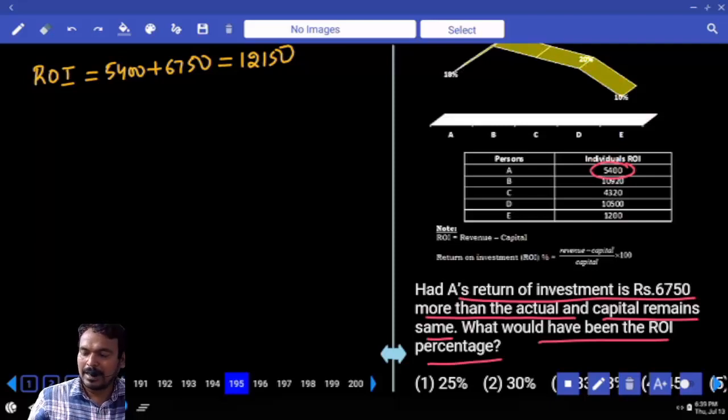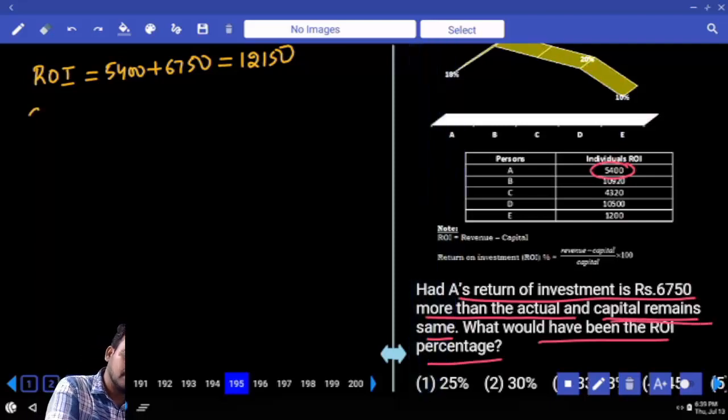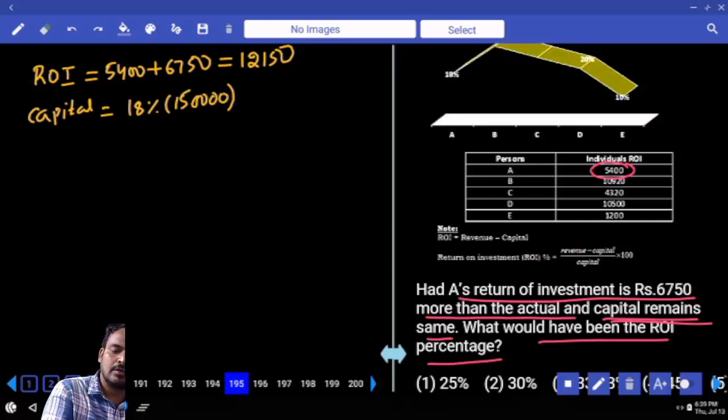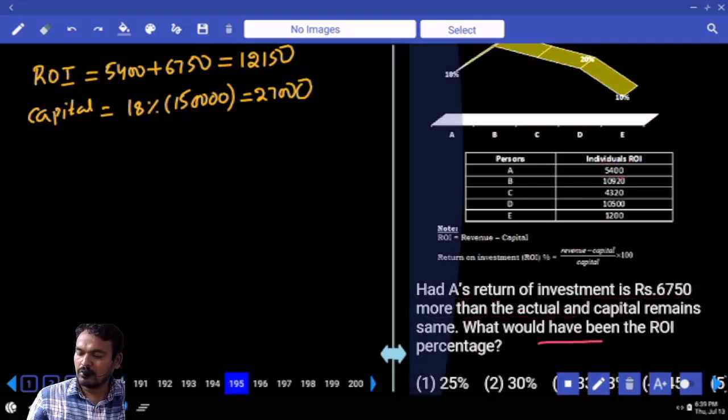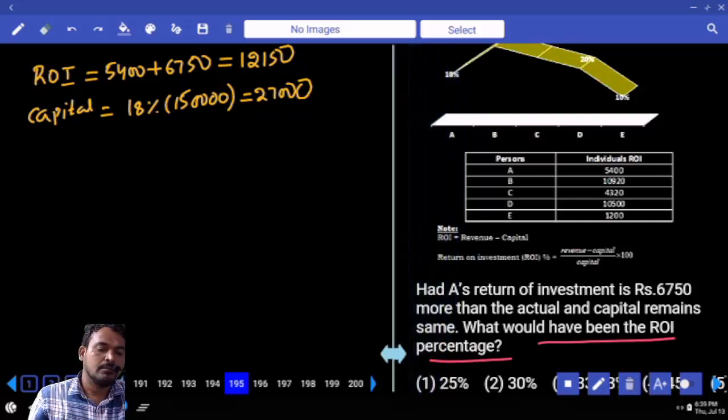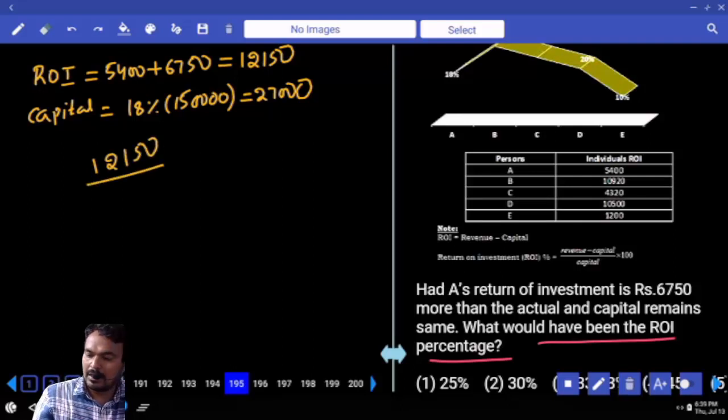12,150. But capitals remain the same. Means capital of A. What is the capital of A? 18% of which value? 1,50,000. That will be 27,000. What is the question here? What would have been the ROI percentage? And required ROI percentage. What is the ROI value? 12,150.